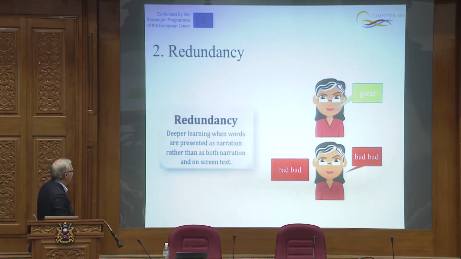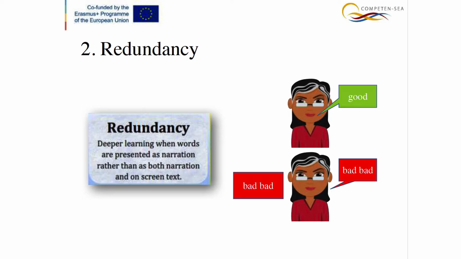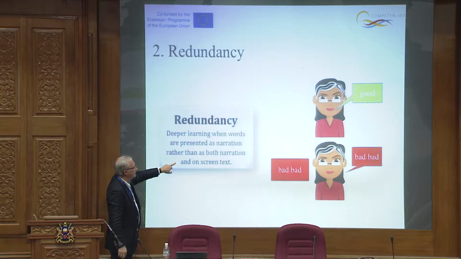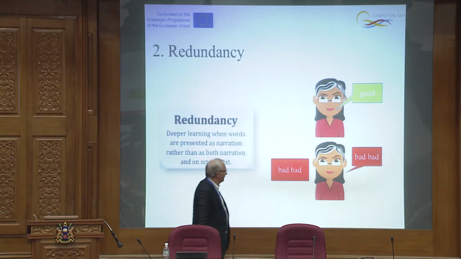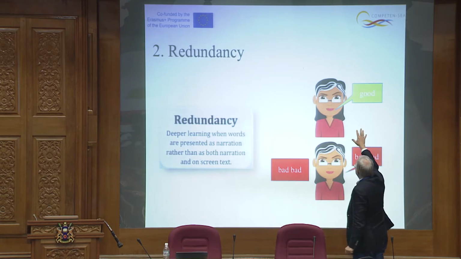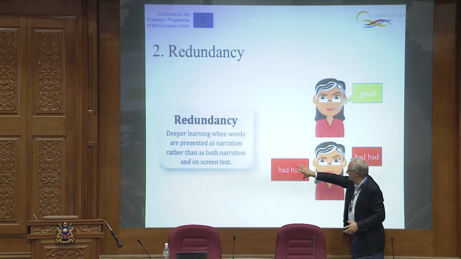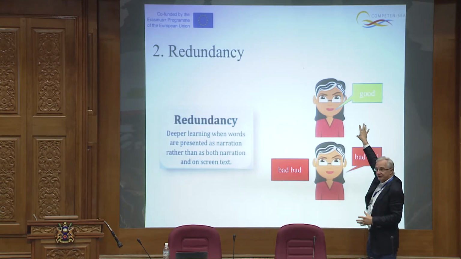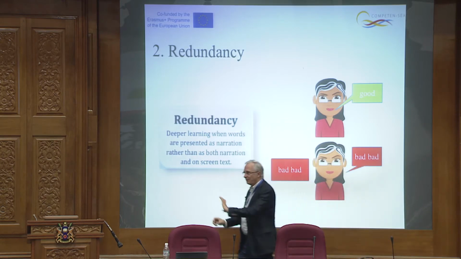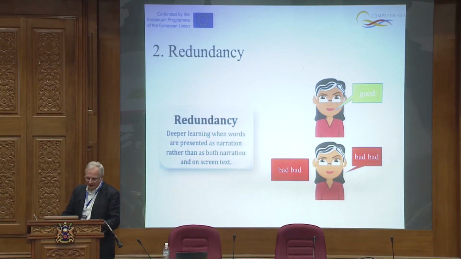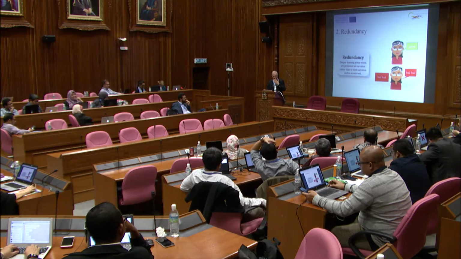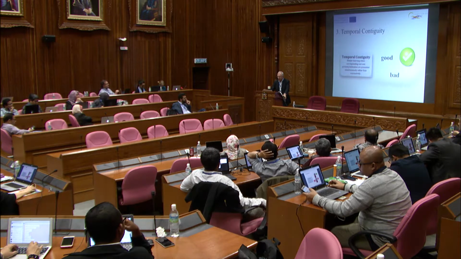This is the one. Redundancy. Deeper learning when words are presented as narration rather than both narration and on-screen text. So it's better. This is a bit opposite to the other one. So if I say something and have text, it's worse than if I just say something. This is what he recommends. Of course, some of this might depend very much on the context and on the particular thing, but these are his recommendations. So deeper learning when words are presented as narration, the speaking, is better than just the text. Temporal contiguity.